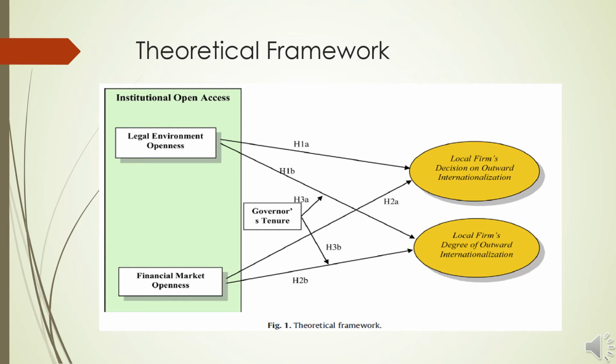Hence, it leads to two important dimensions of openness that promote local firms becoming multinational enterprises, or we can say outward internationalization. So the first one is the legal environment openness, and the second one is financial market openness. These two different dimensions of openness broadly define the protection from politician intervention, as well as ensure competition-based market entry and support impersonal economic relationships.